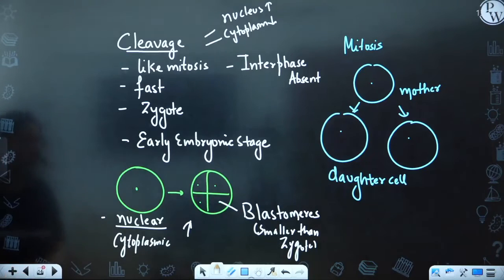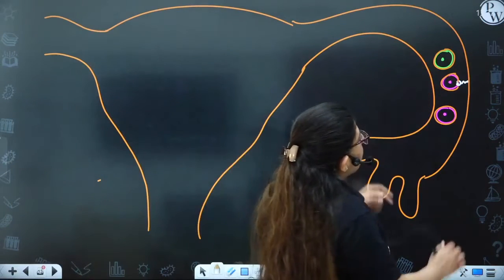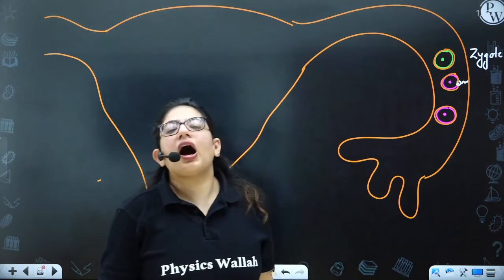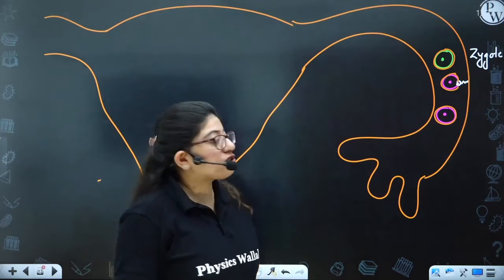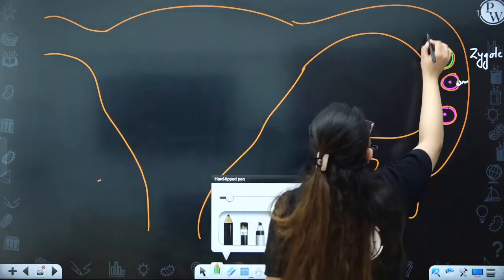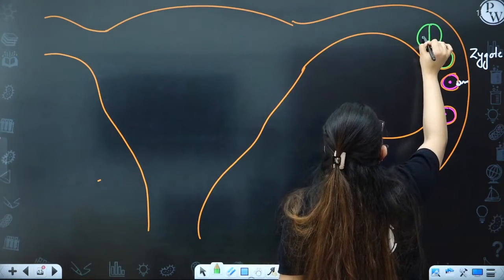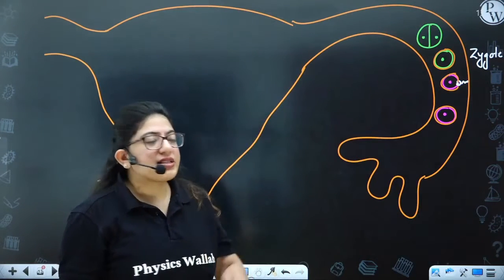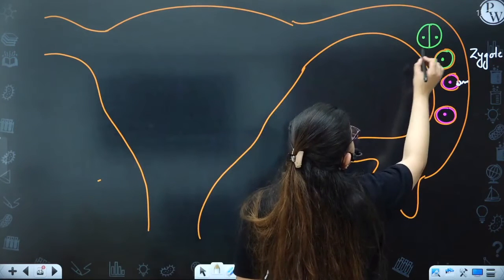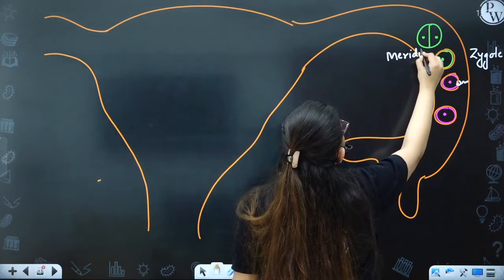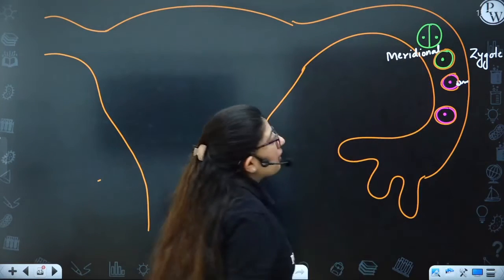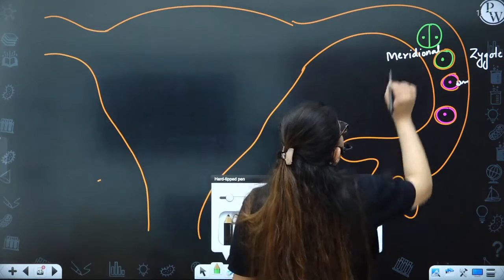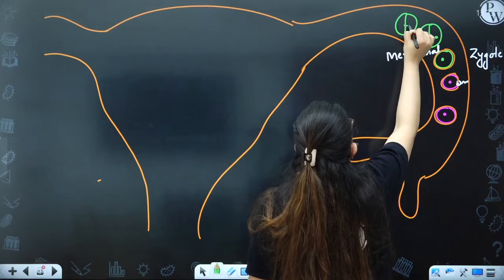All right, now let's see what is happening here. Here the fertilization has taken place. This is the zygote. After 24 hours of fertilization, it will divide into two. It will show the first cleavage, and a two cell stage is formed. The first division is meridional, that is vertical, like this. The second division is equatorial, that is horizontal, like this.